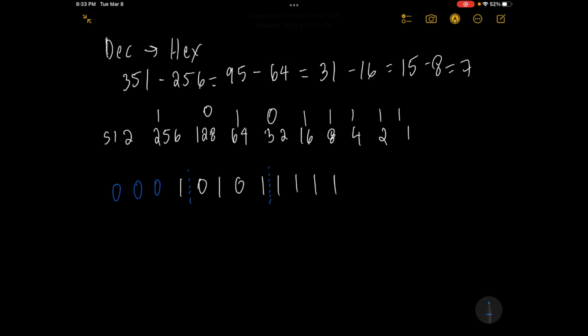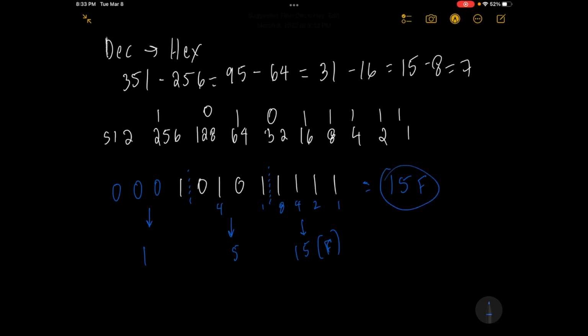In each of these groups, we're going to convert to decimal. This one is just 1. This one is 1 plus 4, so this is 5. And this one right here is 15, because we have 1, 2, 4, 8. So it's 15, which in hex is just F. That means 351 in hex is going to be 15F.